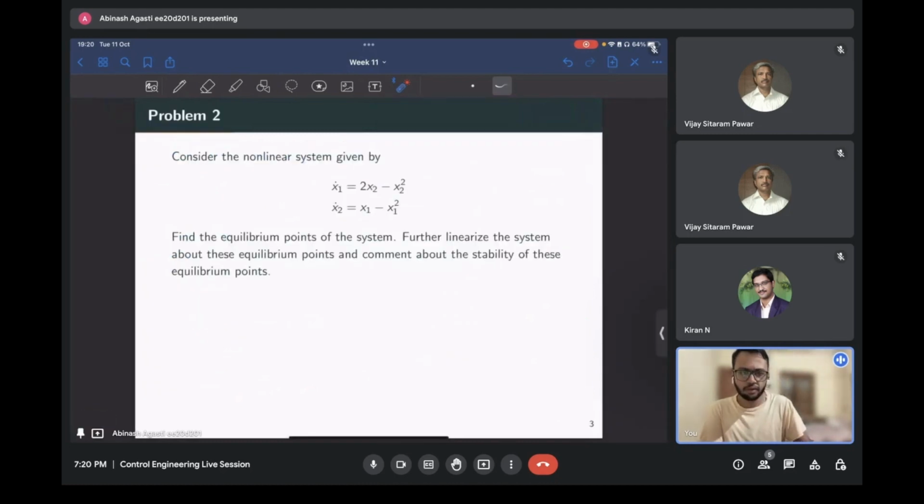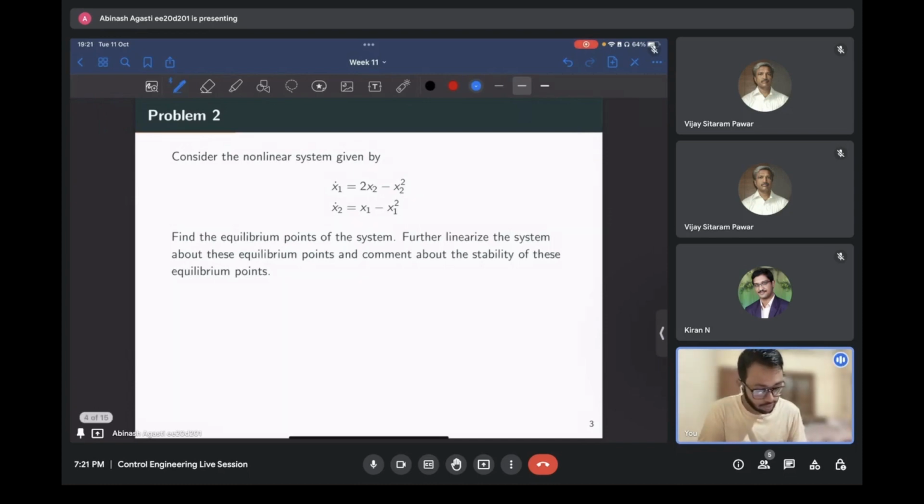So now we'll move on to some simpler examples. So consider the nonlinear system given by these two. Find the equilibrium points of the system. Further linearize the system about these equilibrium points and comment about the stability of these equilibrium points. Okay.